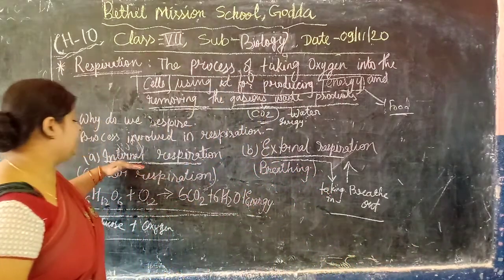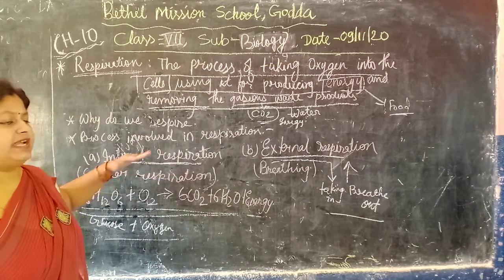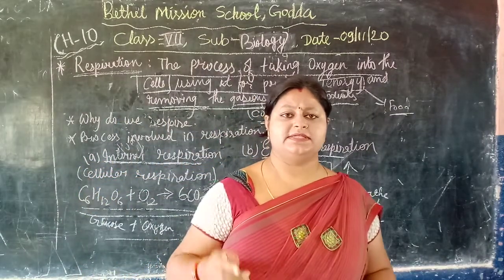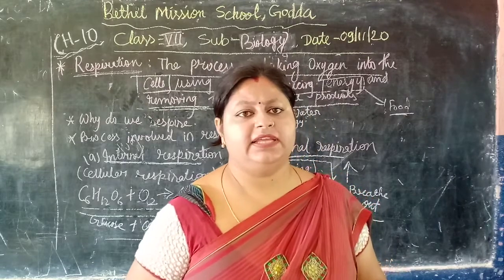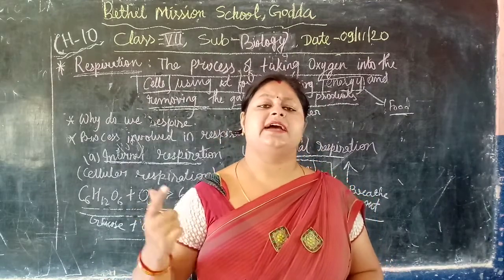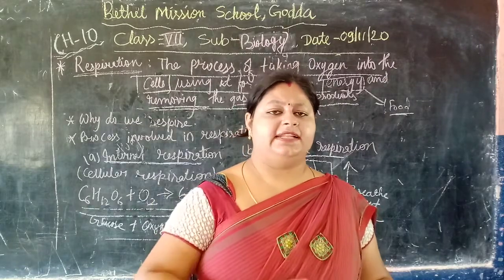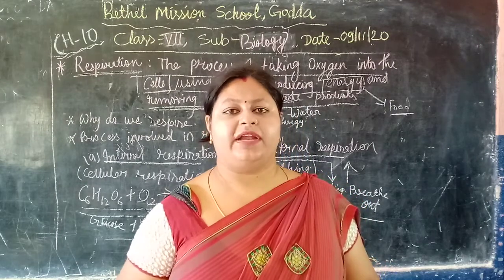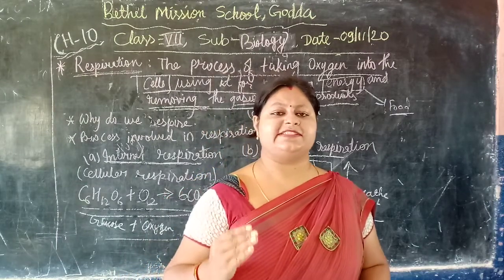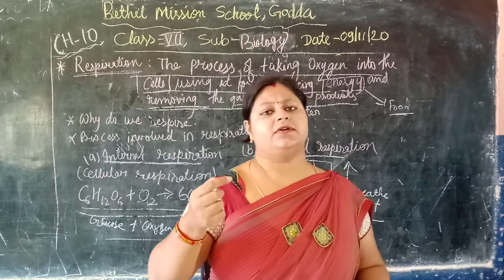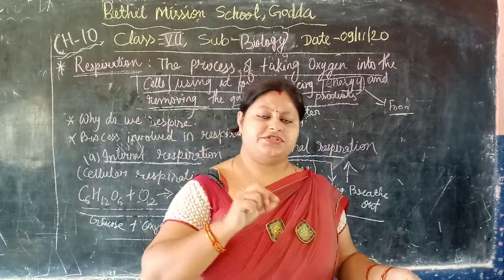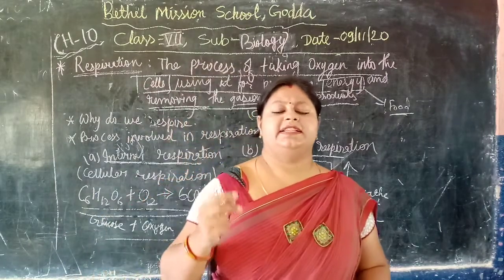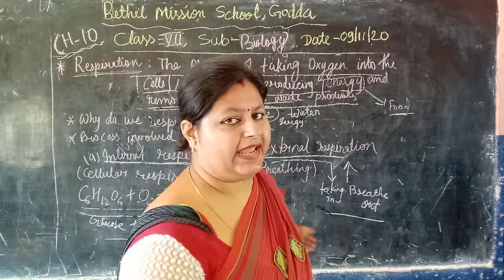And the second one is internal respiration. In this type of respiration, what happens? The oxygen enters our body and reaches the cells which contain energy. In the cells, energy is produced, water is produced, and carbon dioxide is produced. That is internal respiration.